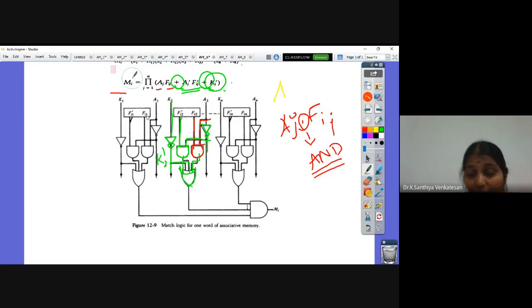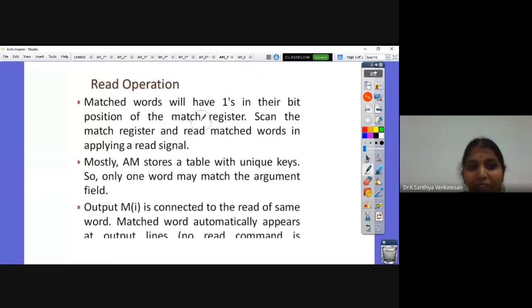Any doubt in this circuit diagram, in this Boolean expression? Anybody have any doubt in this? No, thank you.